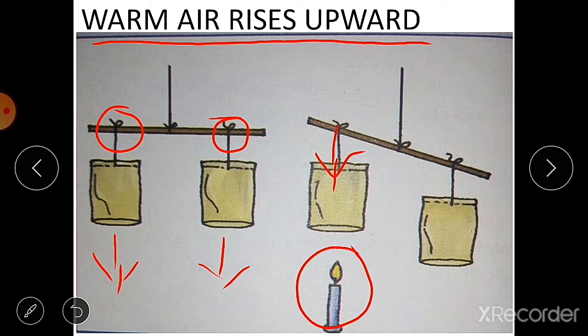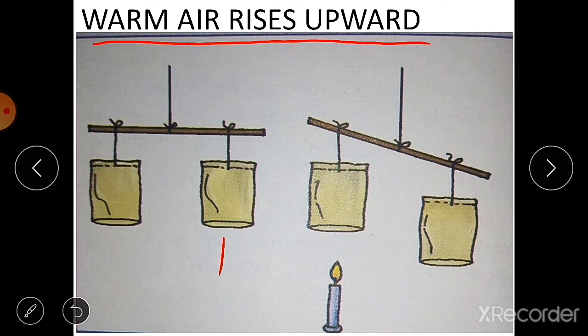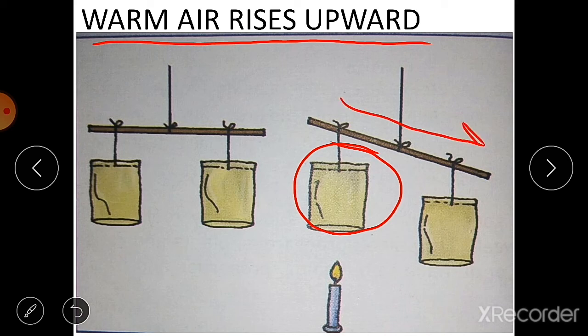Okay, and after that, what will happen, you have to observe. And what is the observation? The observation is, after some time the bag under which the lighted candle is placed rises up and the balance of the bags gets disturbed.